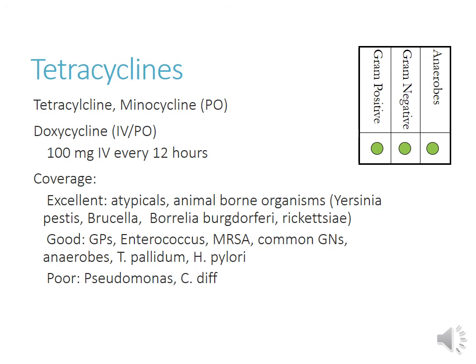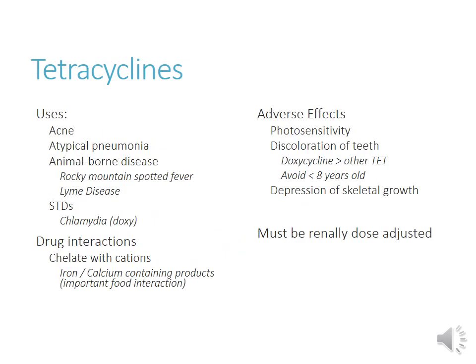Note that tetracycline and minocycline are available PO. You see a lot of those being used for certain derm conditions like acne. You can see tetracycline is being used. And then doxycycline has the ability to be given IV as well, which is handy in some cases. Again, you can see it used for acne, atypical pneumonias, with things like mycoplasma causing issues, animal-borne diseases, things like Rocky Mountain spotted fever, Lyme disease, and then certain STDs can be treated with this as well.